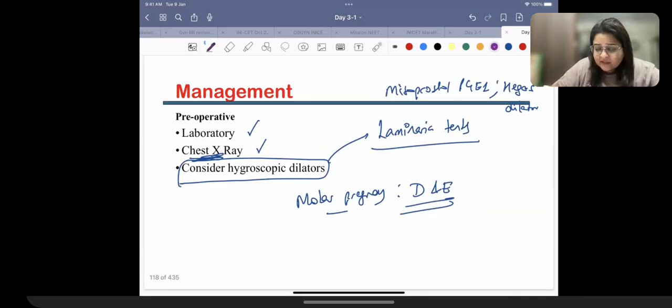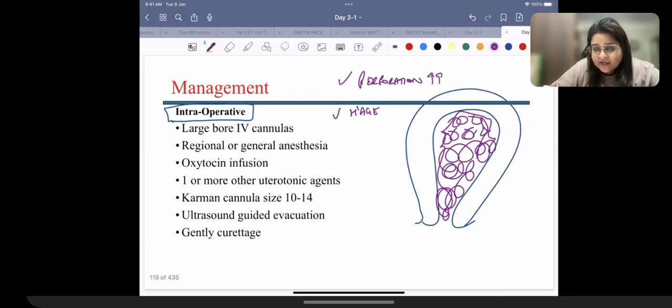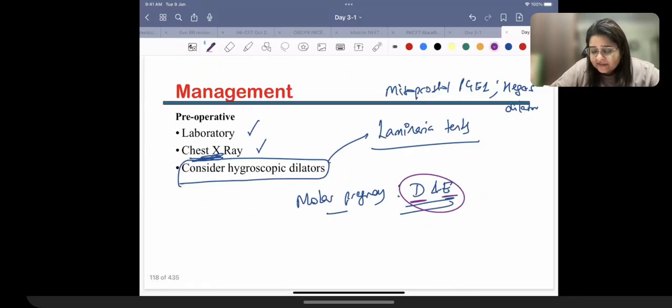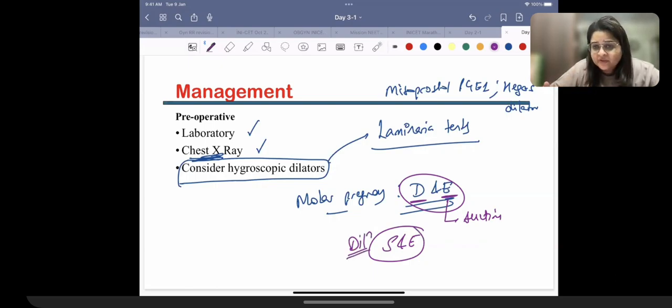But it's the same thing. When I say dilatation and evacuation, please understand the cervix is not dilated, so I have to dilate the cervix and then I have to evacuate. How will I evacuate? I will do a suction evacuation. So when I say suction and evacuation, it basically means the same thing. Plus, in addition, I will also do dilatation. So D&E and suction evacuation almost mean the same thing.